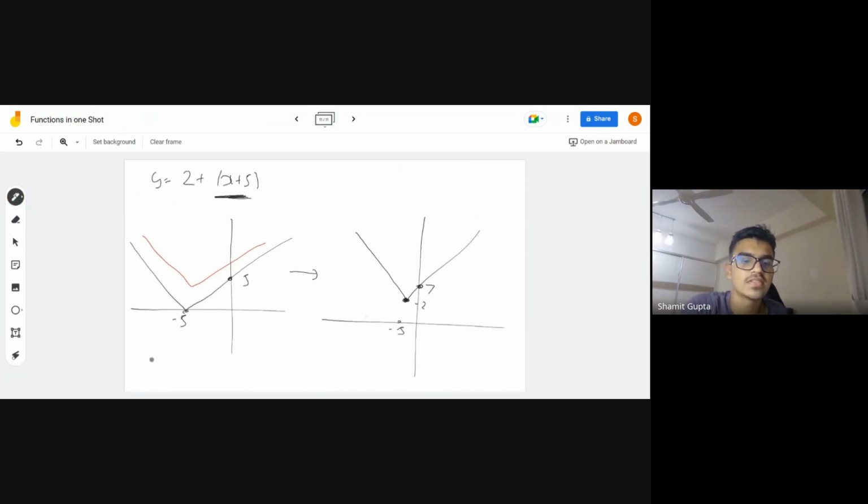Okay, there's this website called Desmos. You can play around with these a lot and practice a lot of questions. Okay, cool.